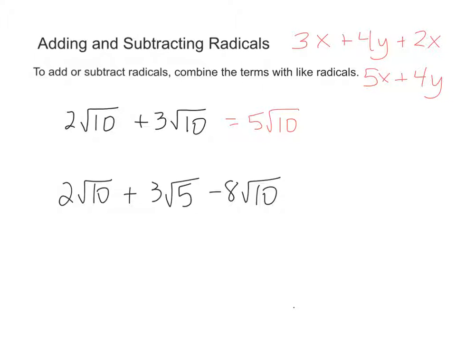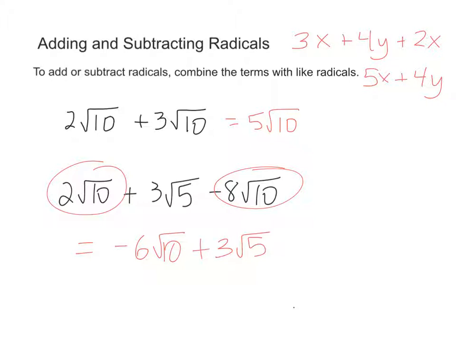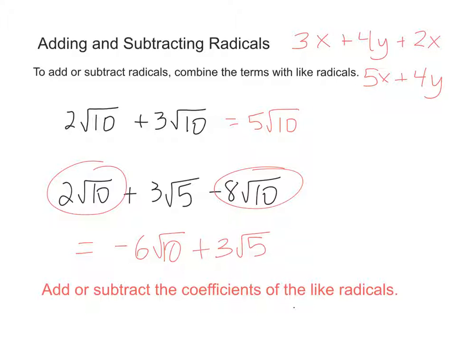So for the second one, which are like radicals? Negative 8 and 2. Yep. These two are like radicals, so those two can be combined. 2 root 10 minus 8 root 10 is negative 6 root 10. And then the plus 3 root 5 stays there. Just like in the first example, the 4y just stayed there. This radical is not like the other two, so it just stays there as part of the answer. Add or subtract the coefficients of the like radicals. That's the rule that you're following.